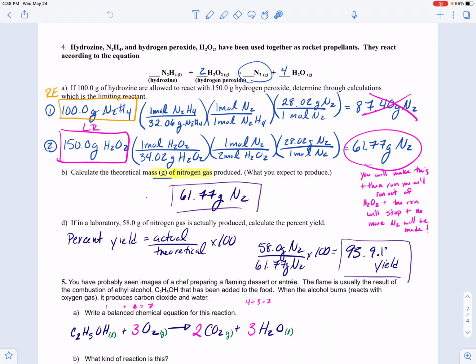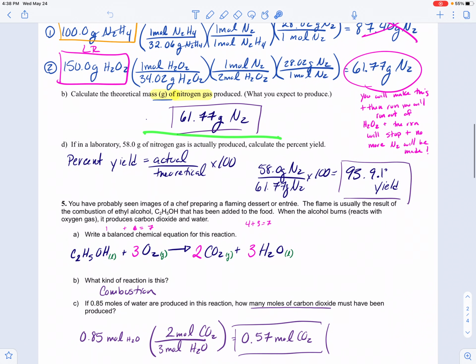So what I get from that is basically I can make 61.77 grams of N2 before I run out of hydrogen peroxide. Once I run out of hydrogen peroxide, my reaction will stop and no more nitrogen will be made. That means that H2O2 must be my limiting reactant. That also means that my hydrazine will be my reactant in excess. That means I will not use all 100 grams, and it also means that I will not make 87.40 grams of N2. I'm going to run out of hydrogen peroxide before I get there. So the most I can make is 61.77 grams of nitrogen.